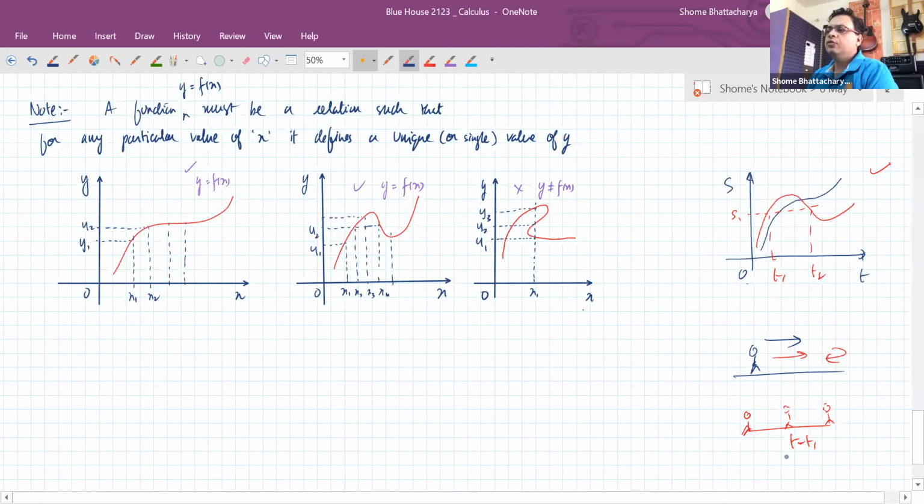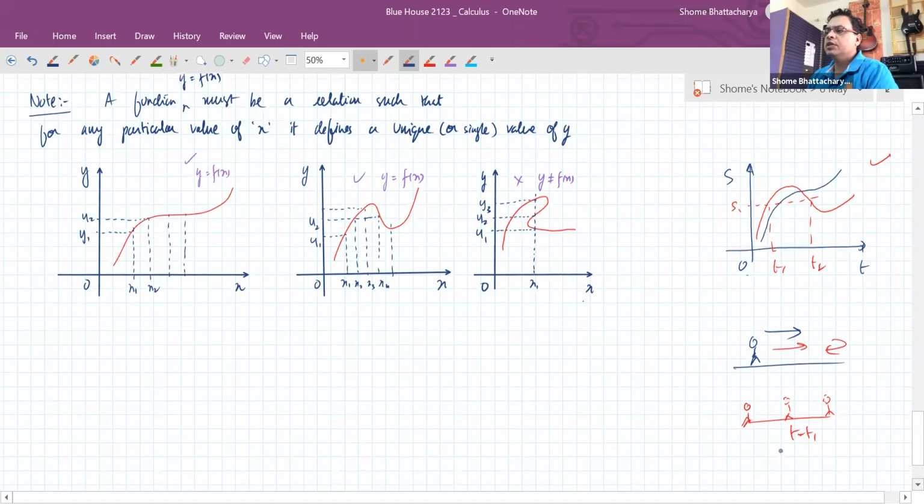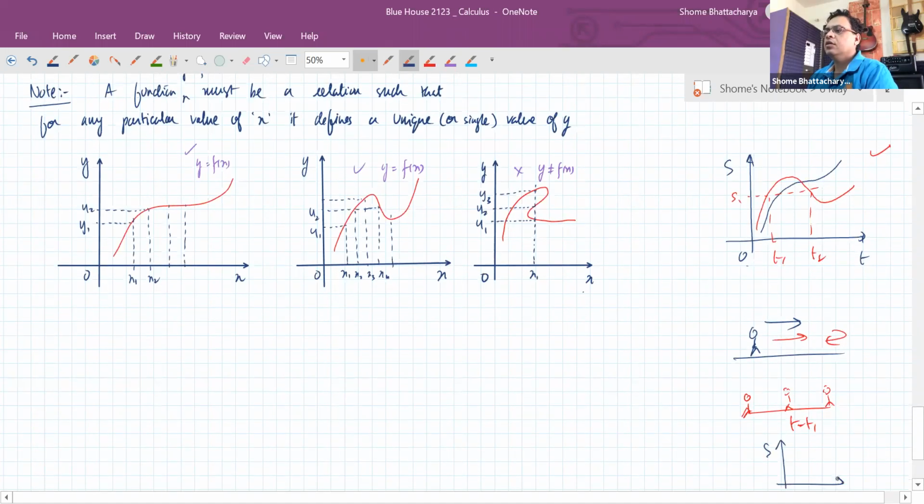The wrong graph would be this: if the graph is looking like this, for example, then this is the wrong one, because this is showing you that at a particular instant of time, there are two possible values of S. This is not possible. This is the one which is happening when the displacement first increases and then decreases. You're understanding the difference? Yes, sir. So the third one is wrong. Yeah, this one is wrong. This one is not a function.